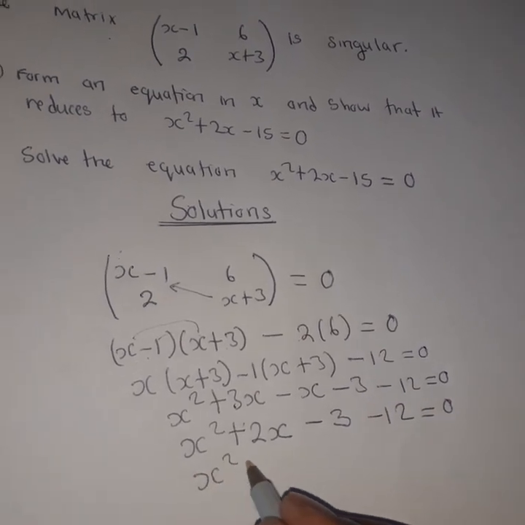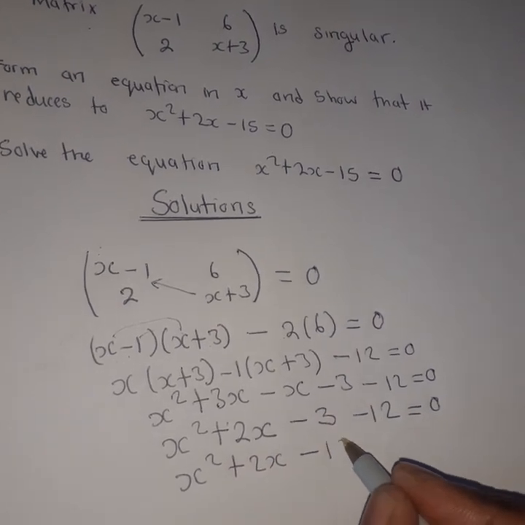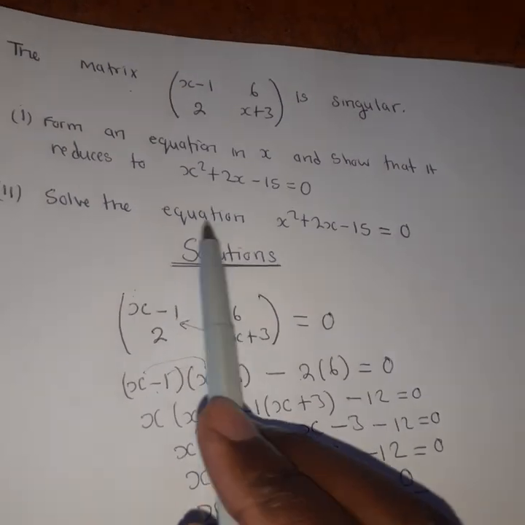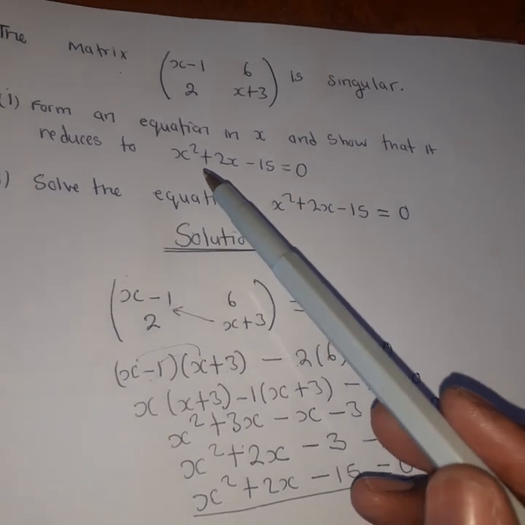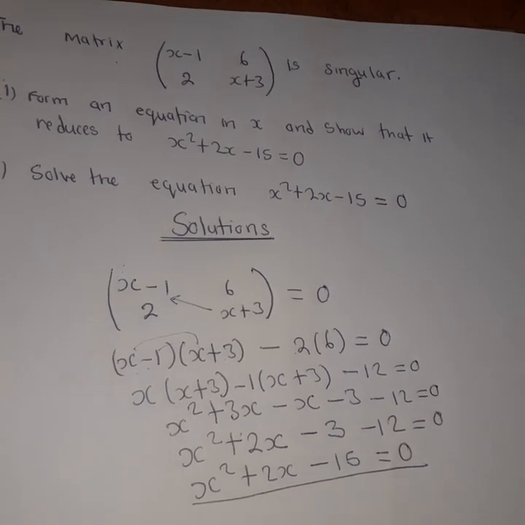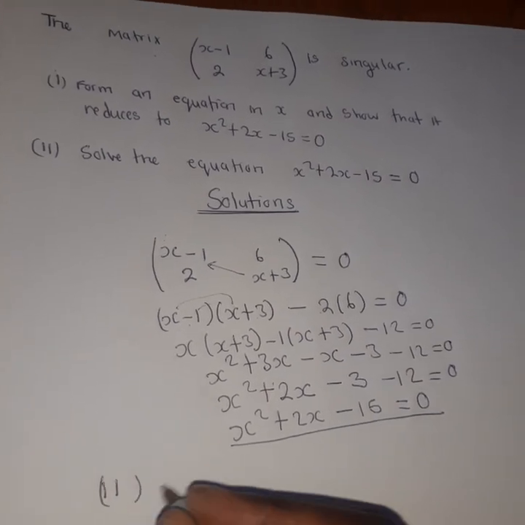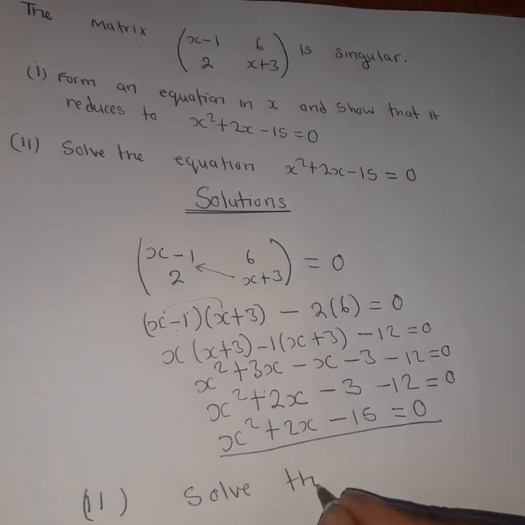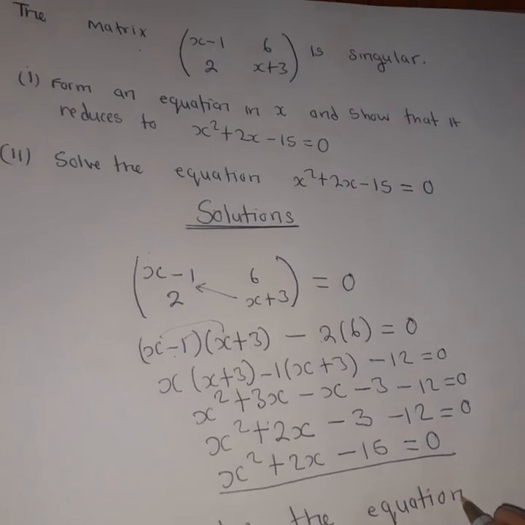Let's also group our like terms: minus 3 minus 12, we get minus 15, is equal to 0. So we have shown that our equation, solved out, reduces to x squared plus 2x minus 15 is equal to 0. Now item 2 says solve the equation. So how do we solve the equation?